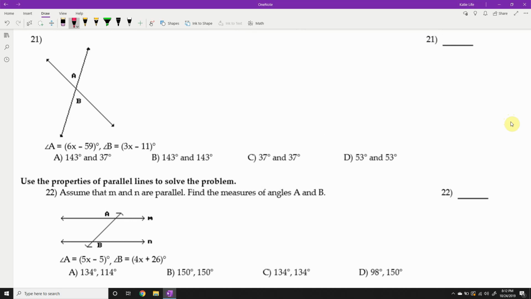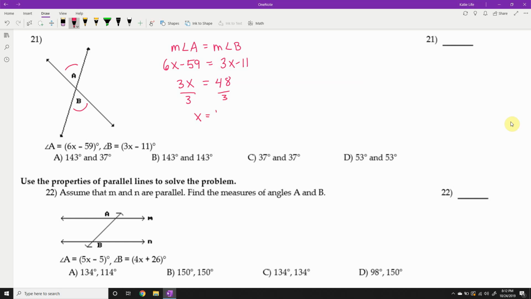21, still finding the measures of angles A and B, except this time A and B are vertical angles. So we know that one convenient property about vertical angles is that they are congruent in measure. So in this case, the measure of angle A is equal to the measure of angle B. A is defined as 6x minus 59. B is defined as 3x minus 11. So combining like terms, move the 3x over, subtract it from both sides, we get 3x on the left-hand side. If we add 59 to both sides, we end up with 48 on the right-hand side. 3x equals 48. Divide both sides by 3 to get x by itself.